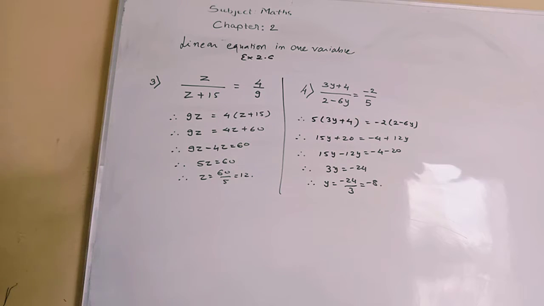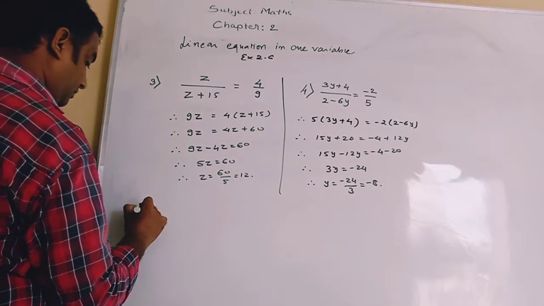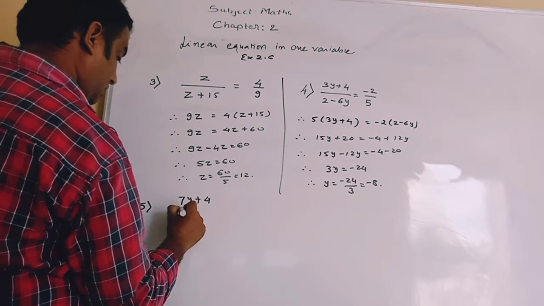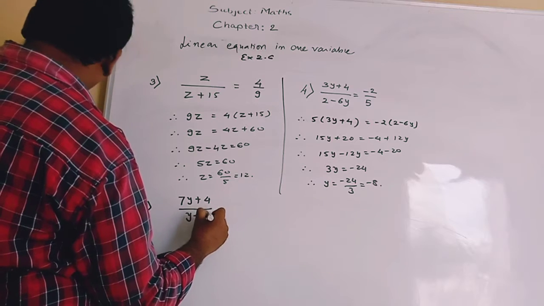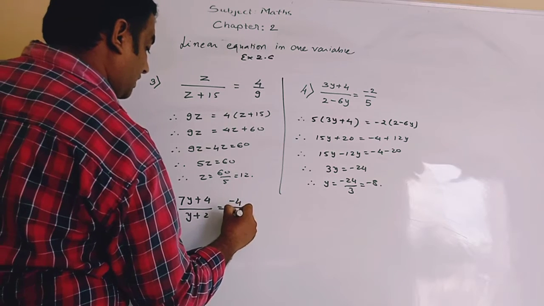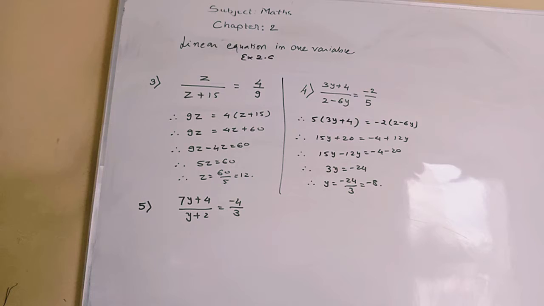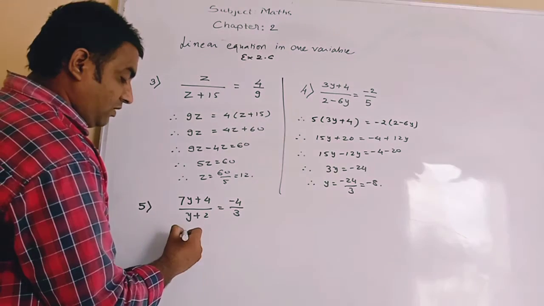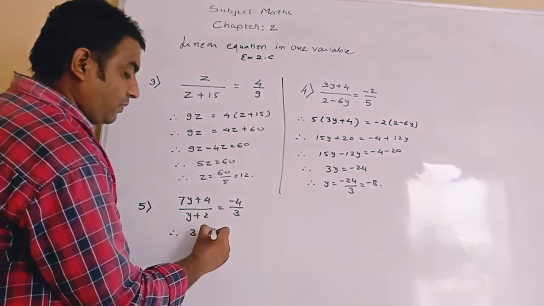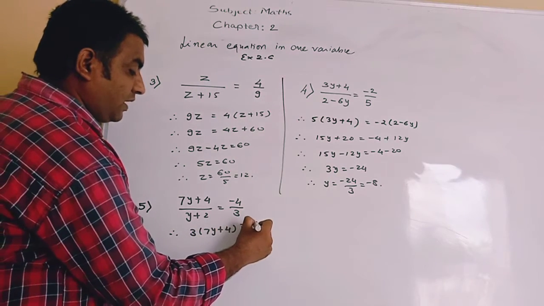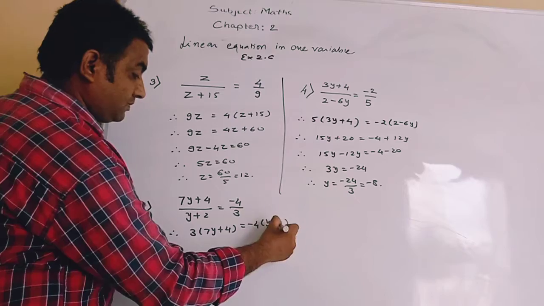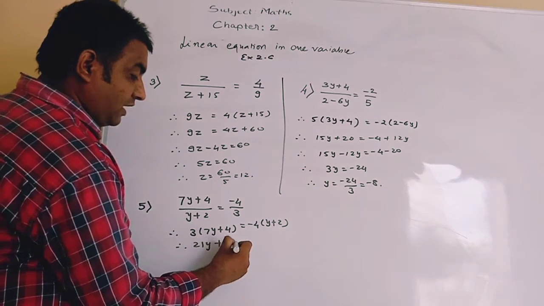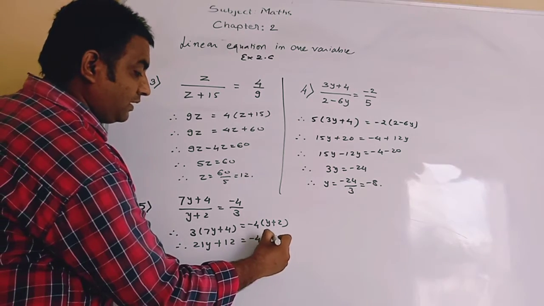We have the fifth question: (7y plus 4) upon (y plus 2) equals minus 4 by 3. So again we cross multiply. Then it will be 3 into (7y plus 4) equals minus 4 into (y plus 2). So 21y plus 12 equals minus 4y minus 8.